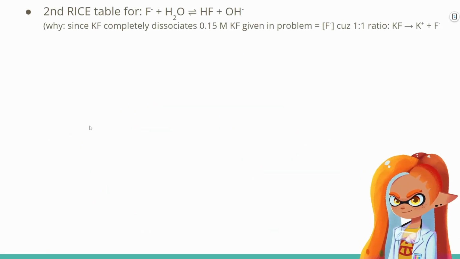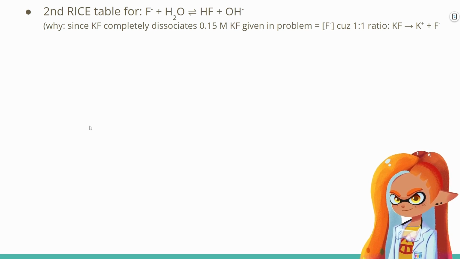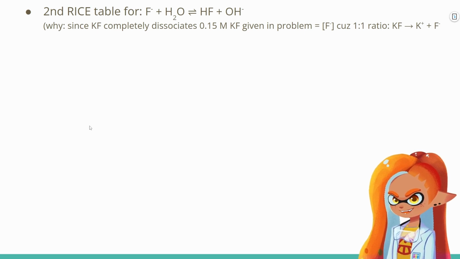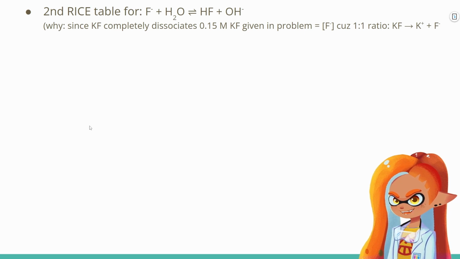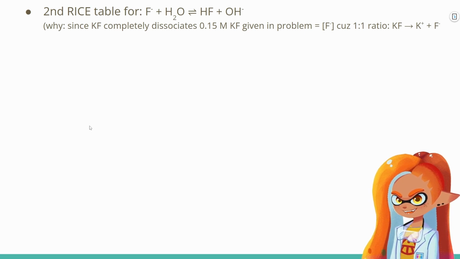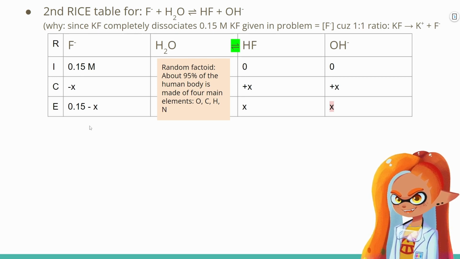Okay, so we're going to set up a RICE table for this. KF dissociated completely, and so we technically have the initial concentration of fluoride ions. Everything's 1-to-1 because KF dissolved completely. In this equilibrium, we have the F minus that is just 1 coefficient, so everything's nice and easy for that part. And so I'm going to go ahead and set up my RICE table as I did.